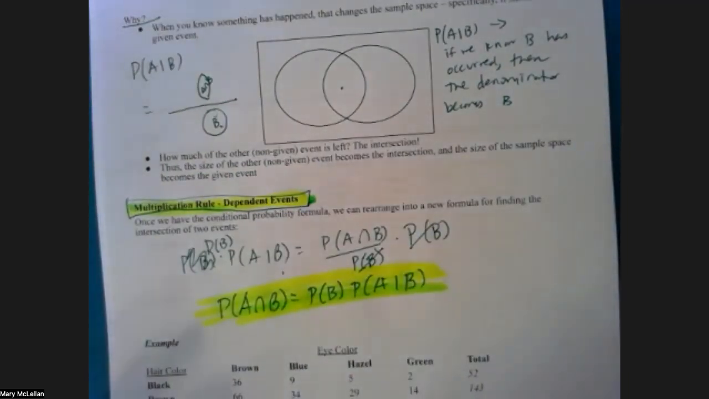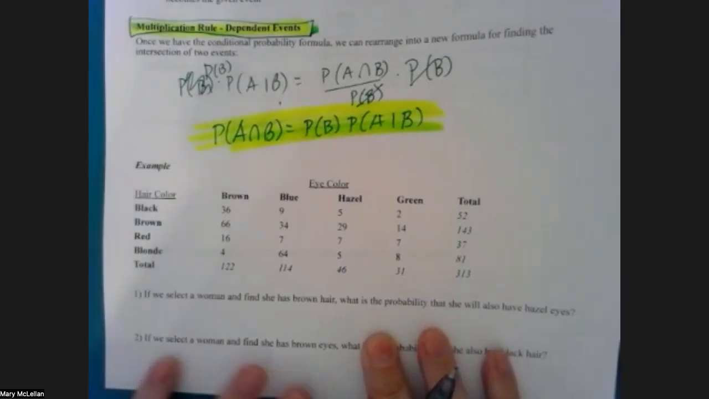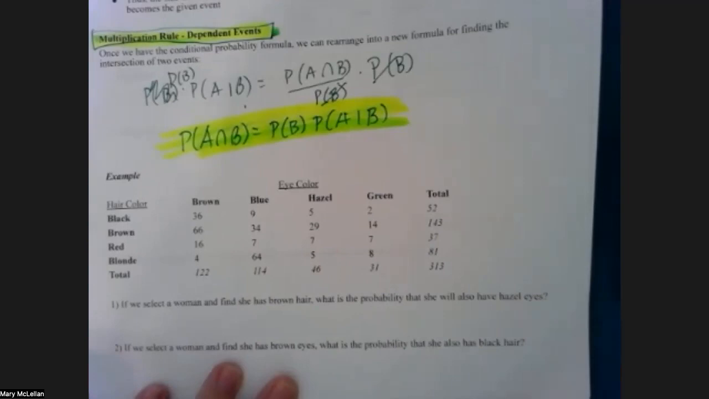Let's look at some examples so that this can start to make sense for us. Okay, so let's look at hair color and eye color.